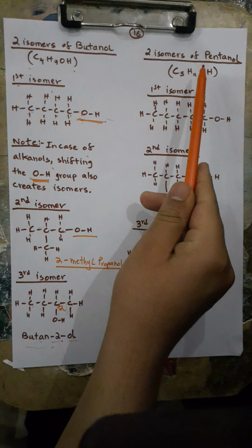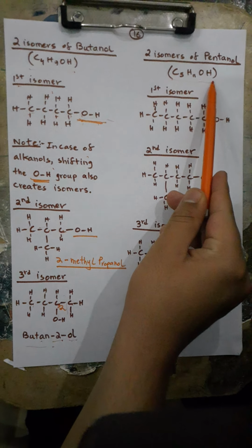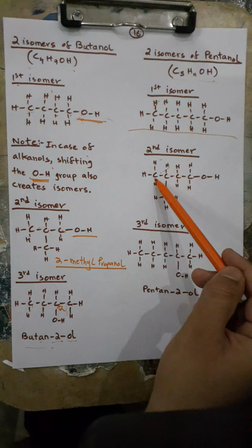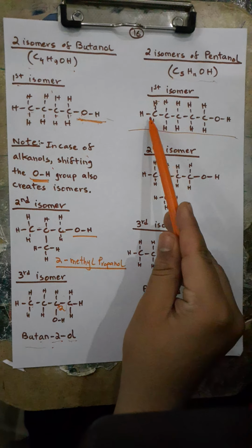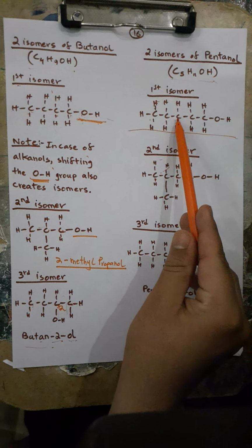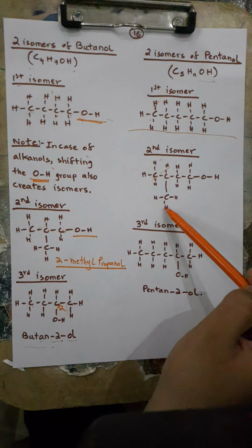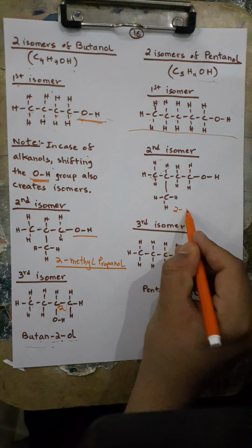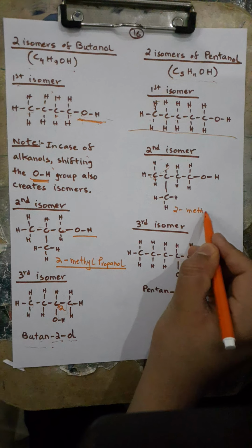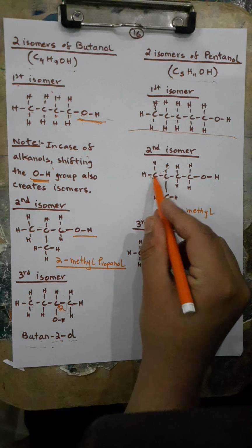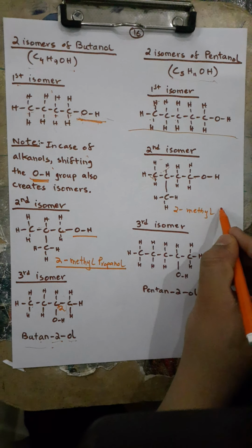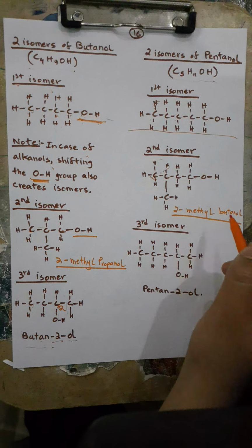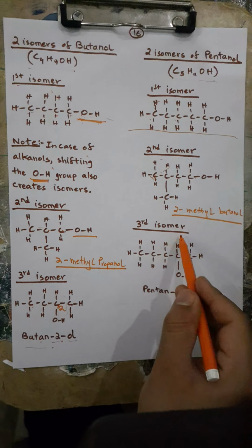Now the next question is 2 isomers of pentanol. Pentanol's molecular formula, the first isomer, simple. Second isomer, this is the second isomer. We shift this carbon and attach it to this carbon, so its name would be 2 methyl, 1 2 3 4, 4 carbons in a chain, so 2 methyl butanol. Here's your name.